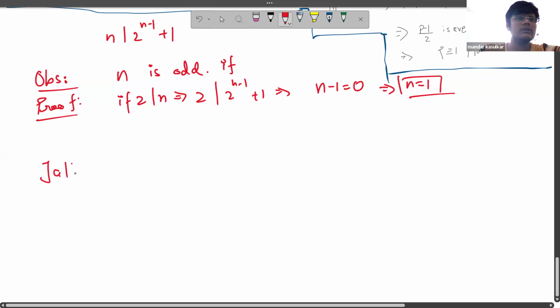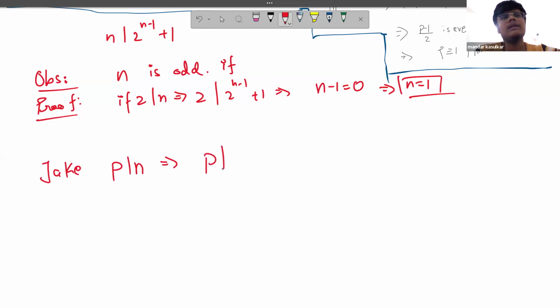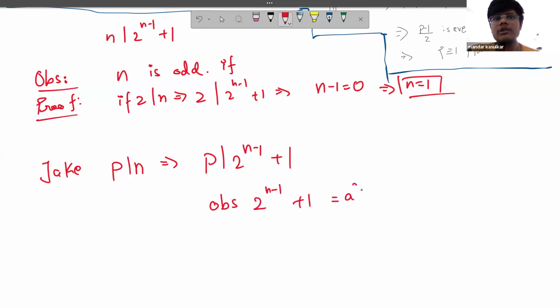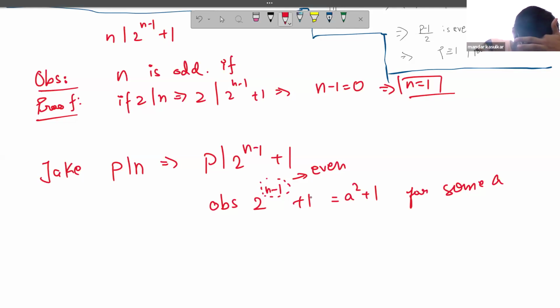Now take a prime p that divides n. This implies that p divides 2 raised to the power n minus 1 plus 1. Observe 2 raised to the power n minus 1 plus 1 is equal to a square plus 1 for some a. All I mean by this is the exponent here is even. Is this clear? Yeah. Nice.